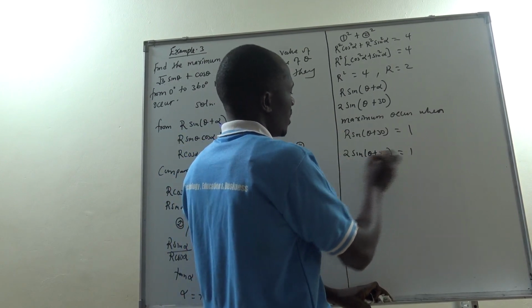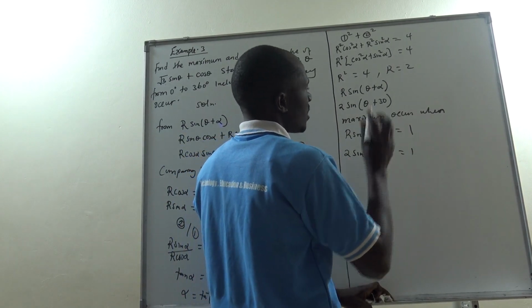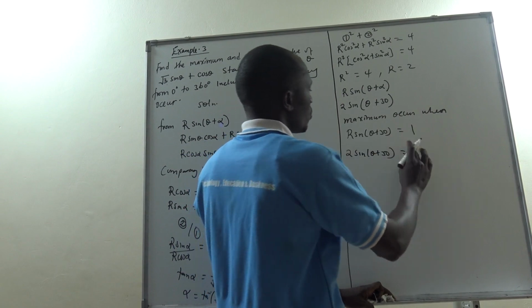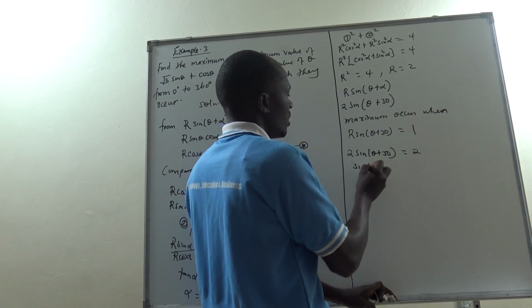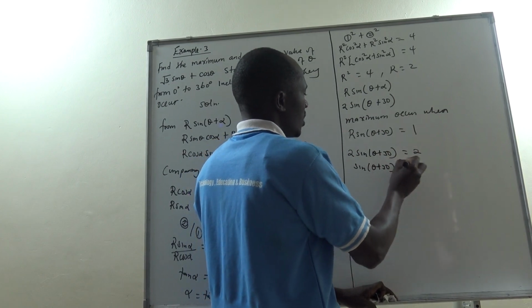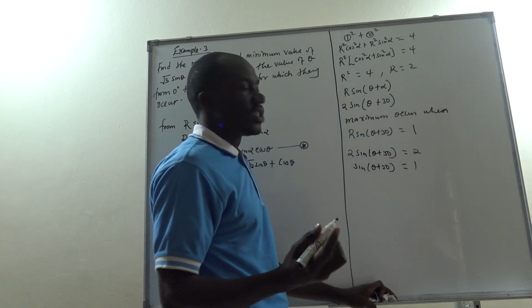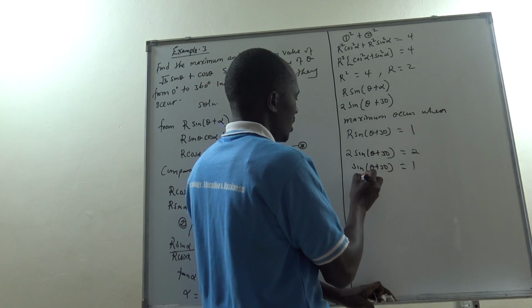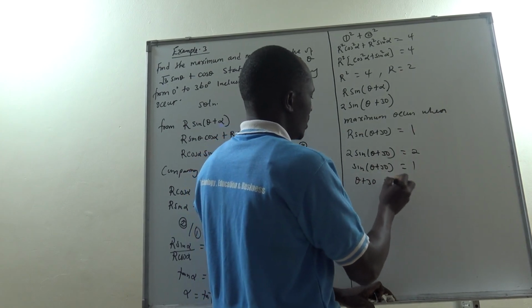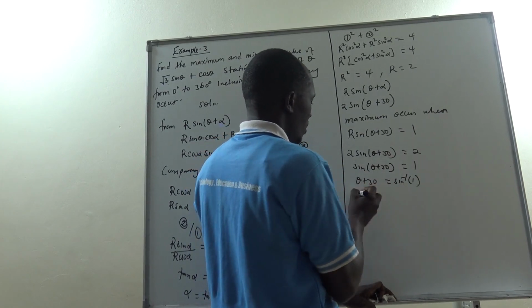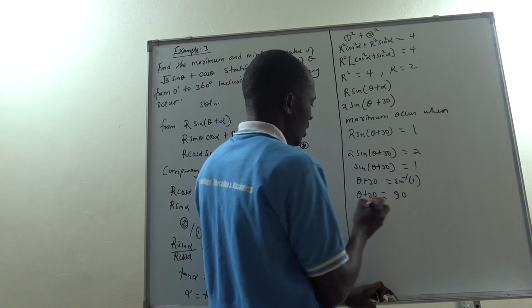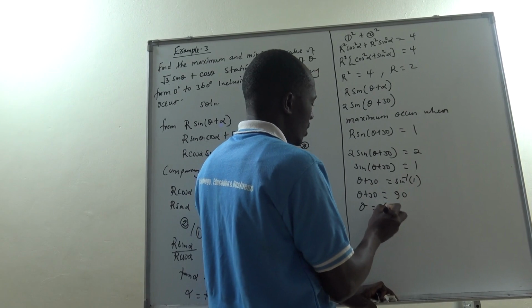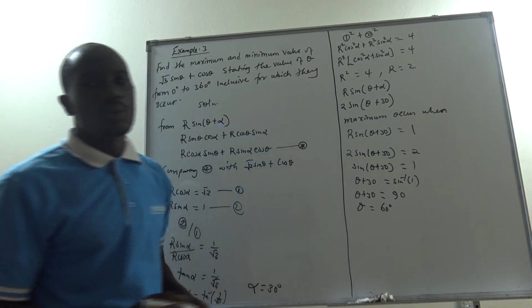We have said it is appearing when this one is equal to 2. Divide this out by 2, we are remaining with sin into theta plus 30 equals 1. So, can we get theta alone? To get theta plus 30 is the same as sine arc of 1. Theta plus 30 equals, the sine arc of that is 90. What is theta alone? Theta alone is 60 degrees.